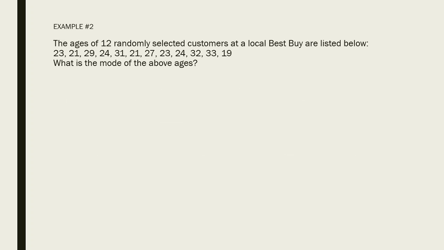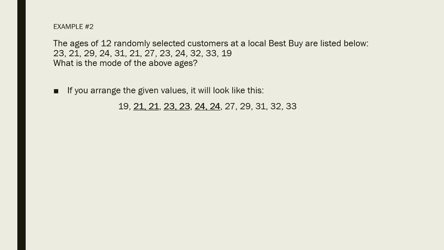Okay, so for example number 2, the ages of 12 randomly selected customers at a local Best Buy are listed below. So we have 23, 21, 29, 24, 31, 21, 27, 23, 24, 32, 33, and 19. What is the mode of the above ages? If you arrange the given values, it will look like this. So we have 19, 21, 21, 23, 23, 24, 24, 27, 29, 31, 32, and 33.